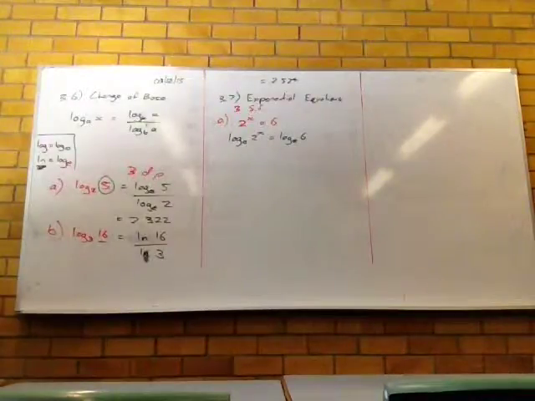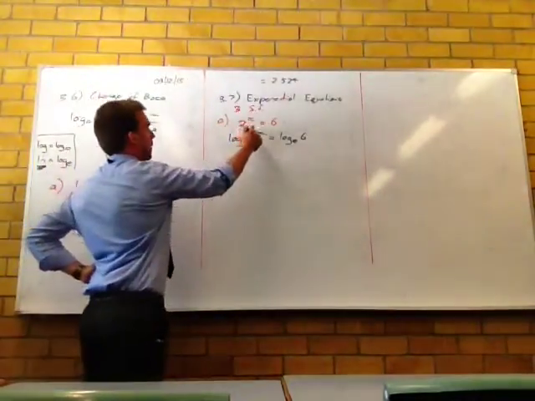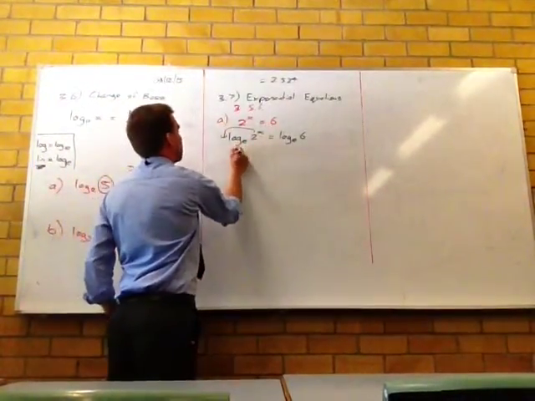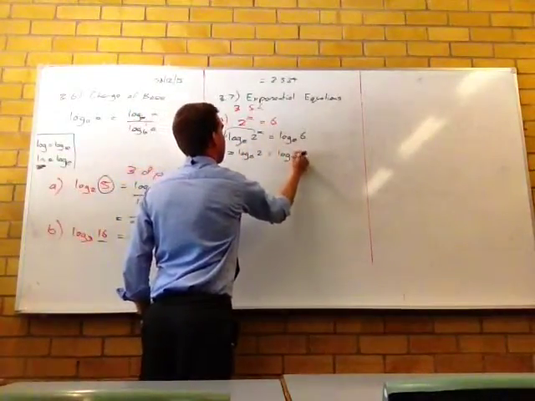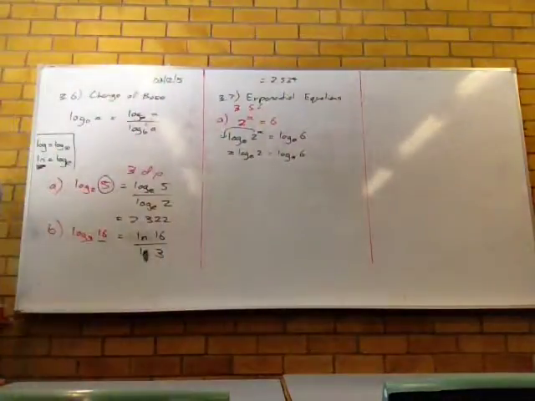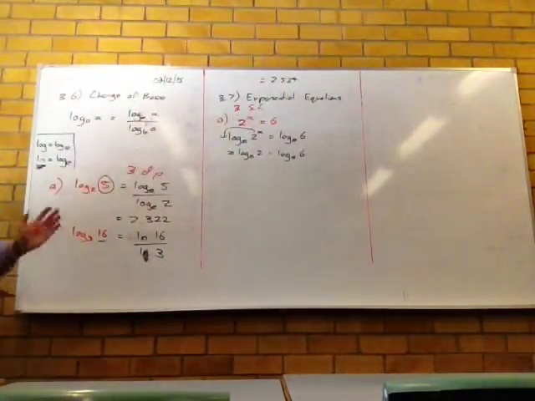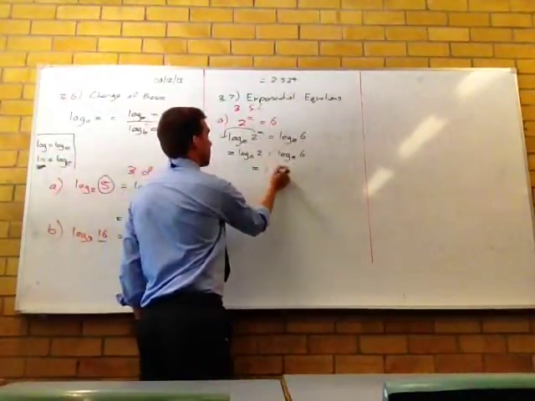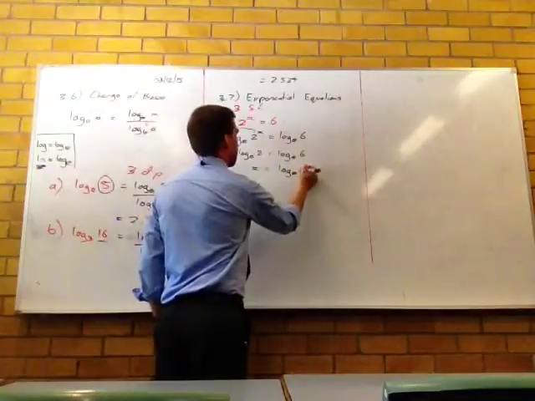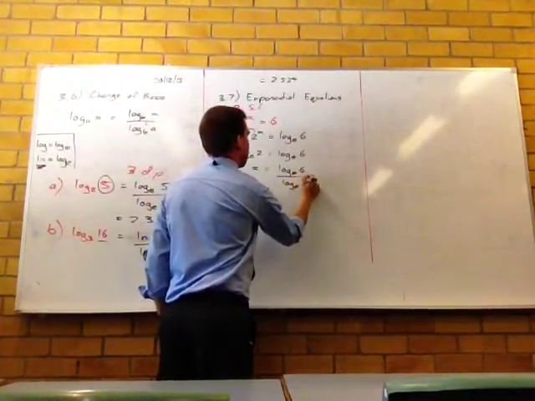So, what do I do next? Thinking back to your log laws. Something to do with the x power. Good. Alright, so bring the x power down. So x times log e of 2 is equal to log e of 6. Okay, so again, I can write that as ln for natural log. So x is now log base e of 6 over log base e of 2.